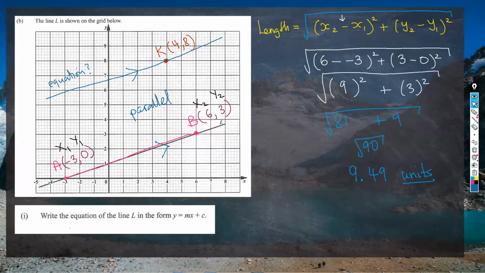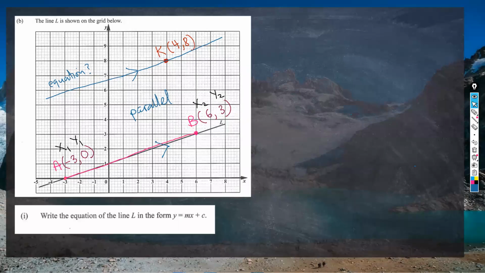This is a y equals mx plus c type of question. I'll give you a hint. Based on the answers, I think we need some hints. Parallel lines have the same what? Gradient. Parallel lines have the same gradient. So you all remember from this one.